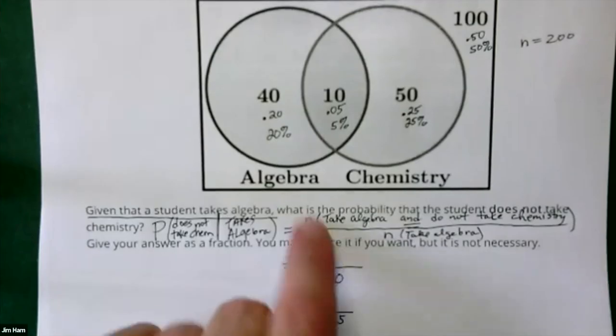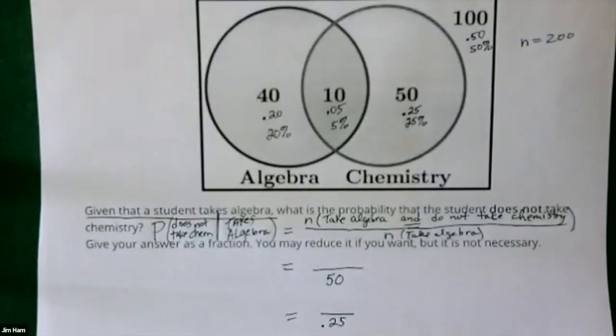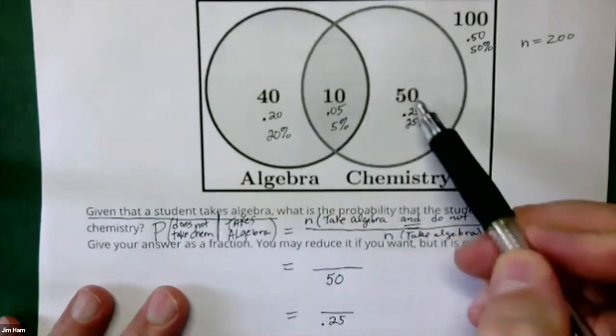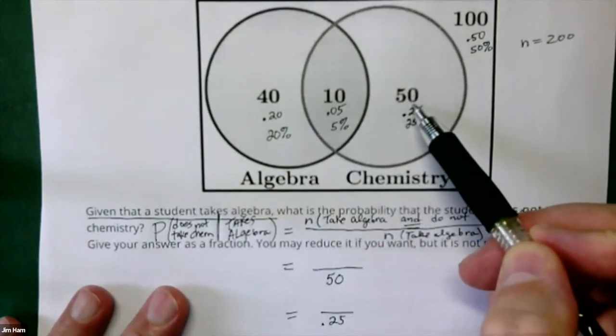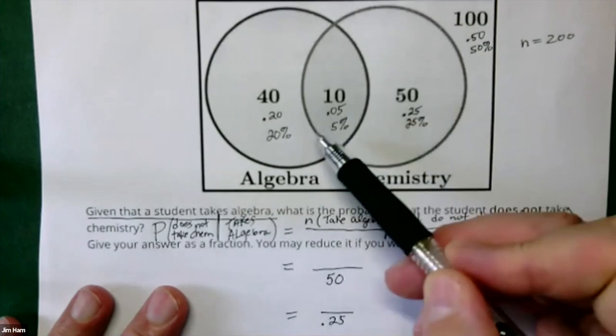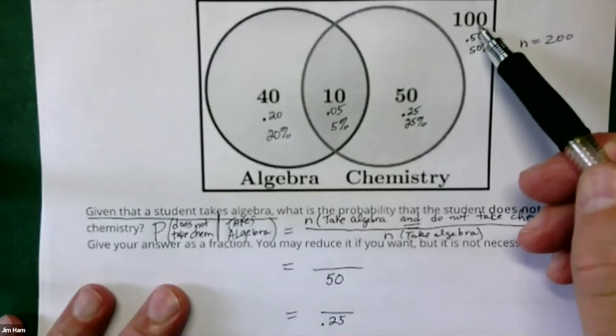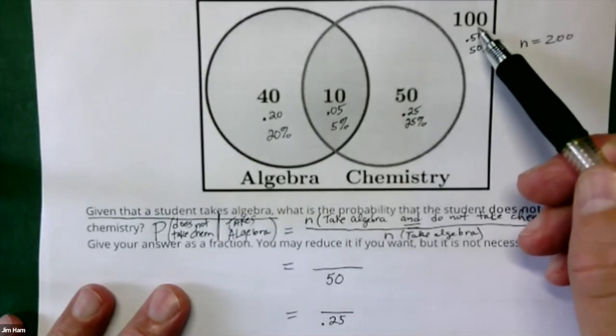Okay, top number, which of the individuals in here do two things? They take algebra, but they don't take chemistry. How many individuals are we talking about here? They take algebra, but they don't take chemistry. Okay, good. These 10 here are in both circles. So they take algebra and they take chemistry. These folks over here take chemistry because they're inside the chemistry circle, but they don't take algebra because they're outside the algebra circle. These 100 over here, they take other courses, but they don't take algebra and chemistry because they're not in either one of those circles.